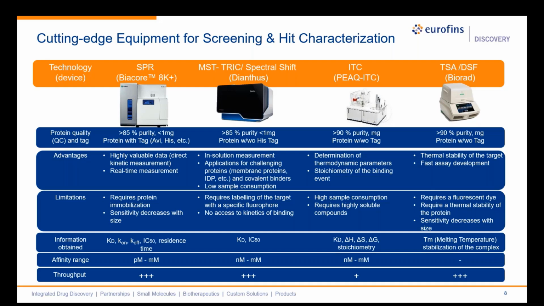The recombinant protein, here in our case, the kinase, can be immobilized on the chip for SPR, can be fluorescently labeled for TRIC spectral shift experiment. It could be also in solution for ITC experiment. And finally, for thermal shift assay, we incorporate dye to monitor the unfolding process of the kinase.